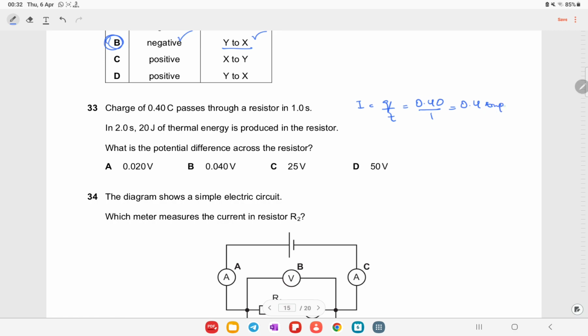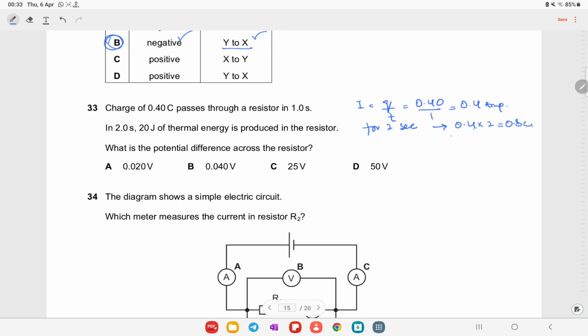This is basically for 1 second. So now we have to do it for 2 seconds. For 2 seconds, you multiply 0.4 times 2, which equals 0.8. The charge for 2 seconds is going to be 0.8 coulombs.